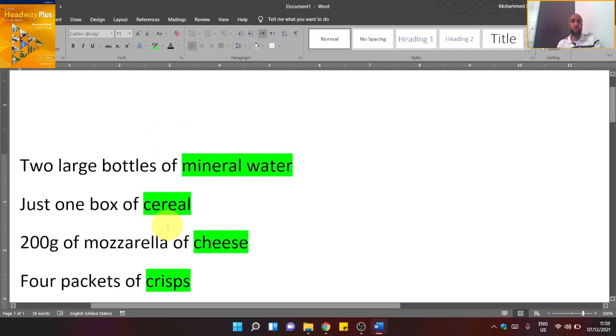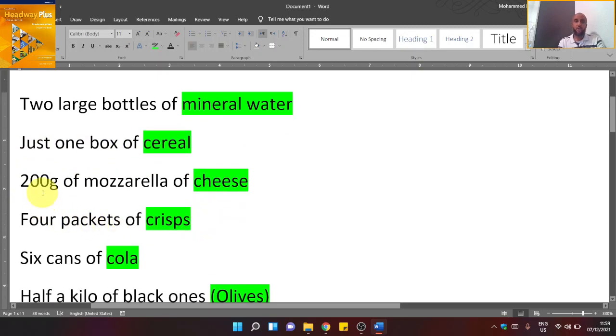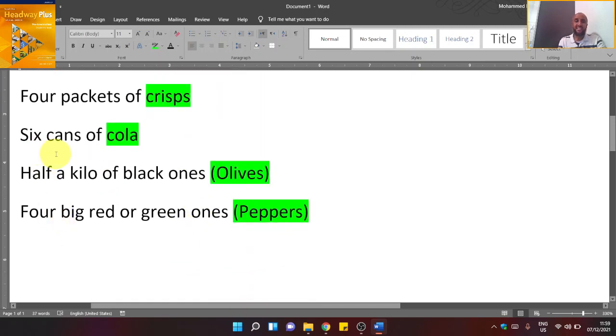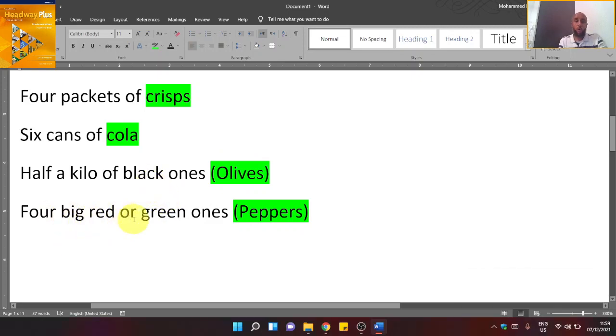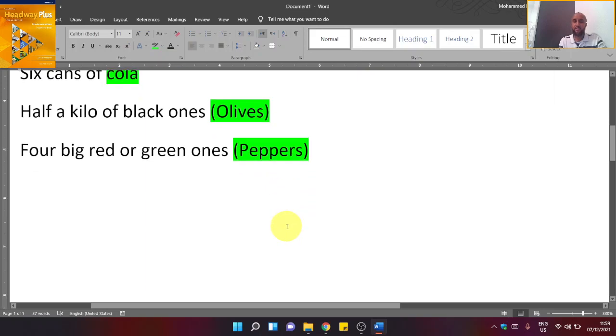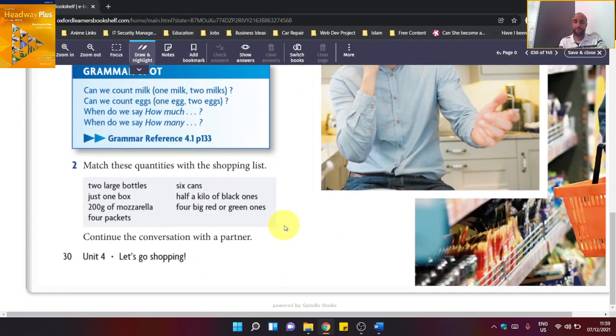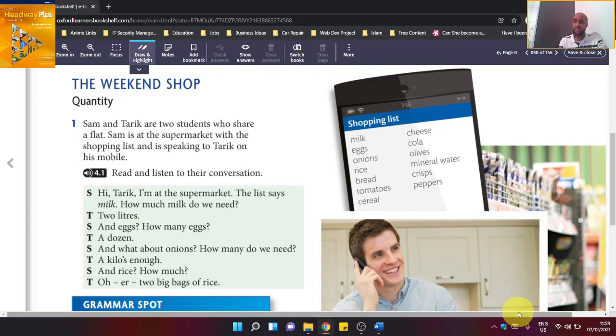So here we go. Let's just do a quick summary. Here we have 2 large bottles of mineral water, 1 box of cereal, 200 grams of mozzarella cheese, 4 packets of crisps, 6 cans of cola, half a kilo of black ones, they're talking about olives, and 4 big red or green ones. These are the peppers. Okay, guys? So excellent. That's easy enough. Now let's proceed to the next page.